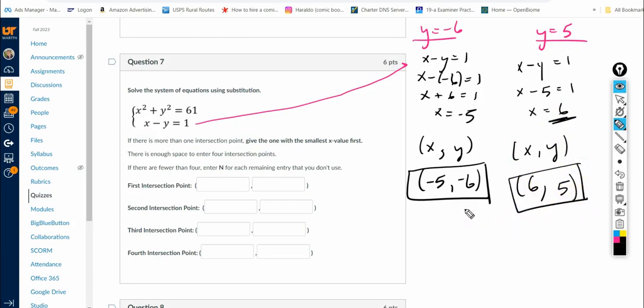So I have 2 intersection points. Give the one with the smallest x value first. -5 is the smallest x value. So -5 comma -6, and then 6 comma 5. And then that's all. So we're going to have N's in everything else.